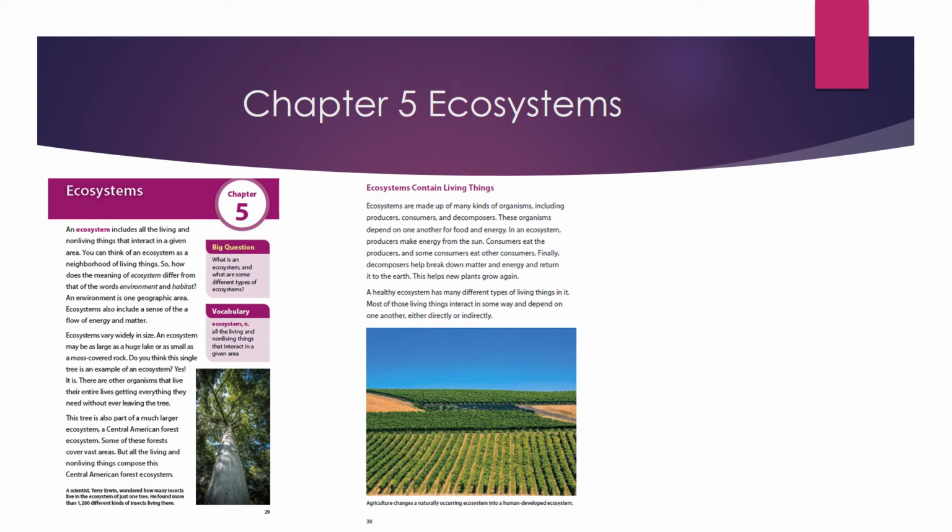A healthy ecosystem has many different types of living things in it. Most of the living things interact in some way and depend on each other, either directly or indirectly. This is a picture of agriculture, which changes a naturally occurring ecosystem into a human-developed ecosystem.